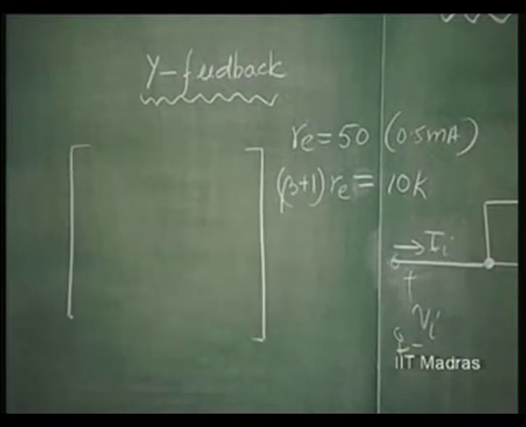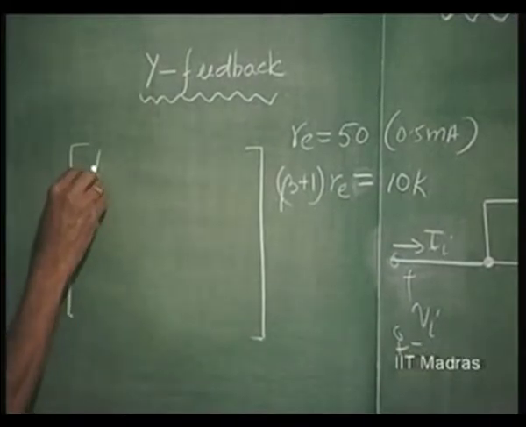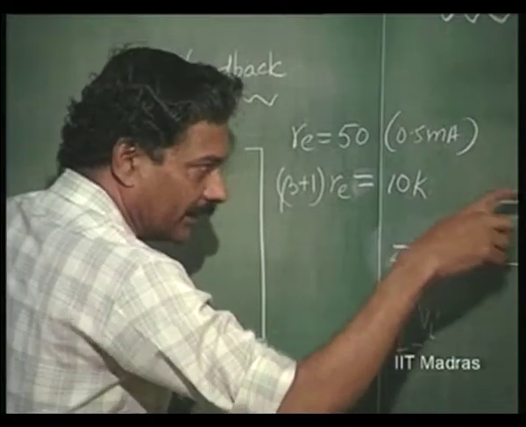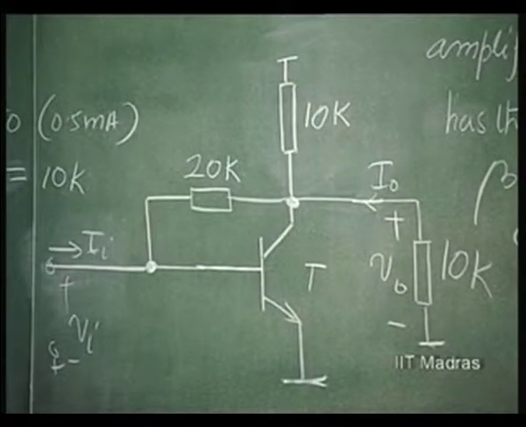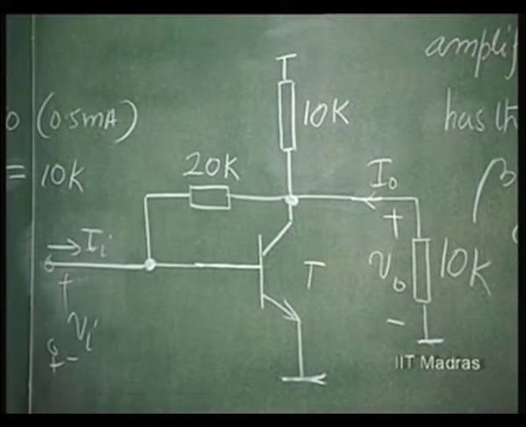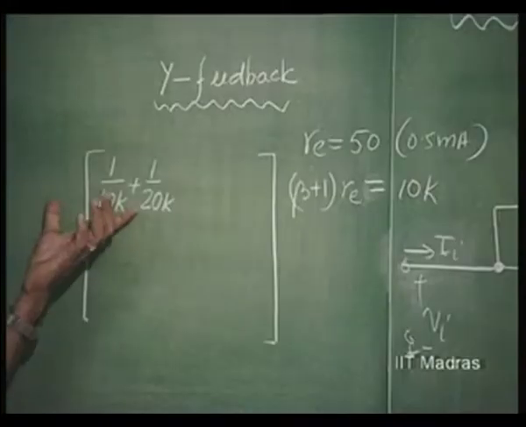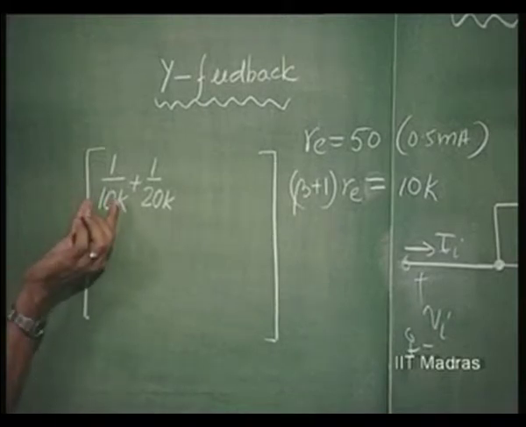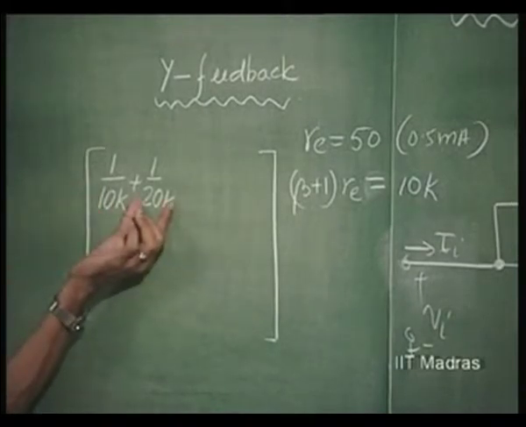So, now we have Y parameter at the input. When this is shorted, 20K comes in shunt with 10K. This is the Yi of the composite structure. This is that of the amplifier, this is that of the feedback network.